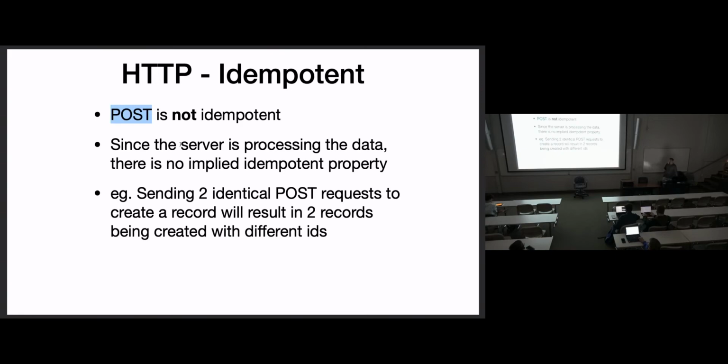request to communicate to consumers of our API that, hey, if you send a couple of identical post requests, each one of those requests is going to be doing something different. In our case, creating multiple records with the same username, same email, but different IDs. You will get multiple records created.